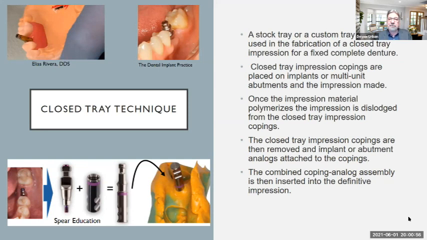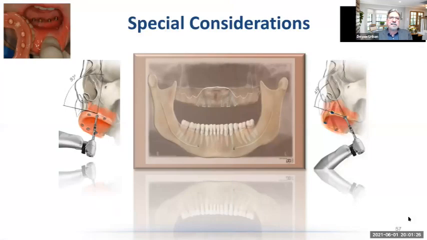A closed tray impression coping is placed on the implants or multi-unit abutments, and the impression is made. Very simple. Once the impression material polymerizes and is dislodged from the closed impression tray, we put our lab analog in there, and we can either do a soft tissue around that analog and pour a model. So the combined coping analog assembly is inserted into the definitive impression before we pour it. It's real simple. We get quite a bit of closed tray impression techniques in the laboratory on a daily basis. So let's look at some special considerations when it comes to implant cases now.